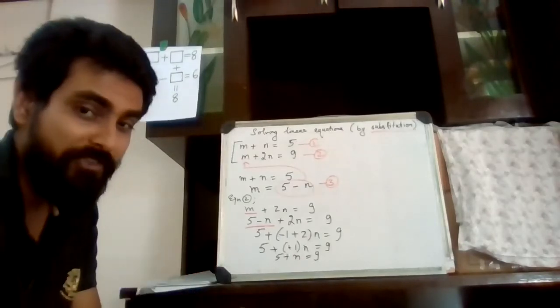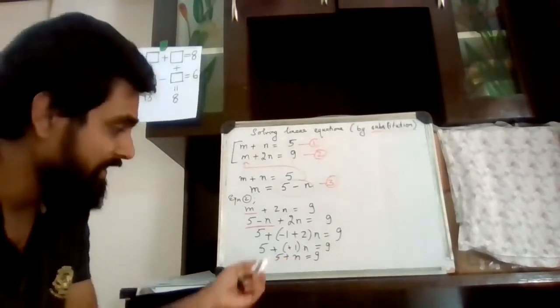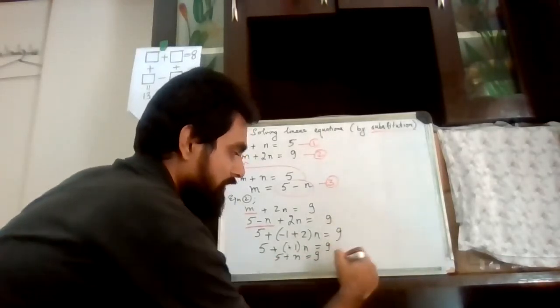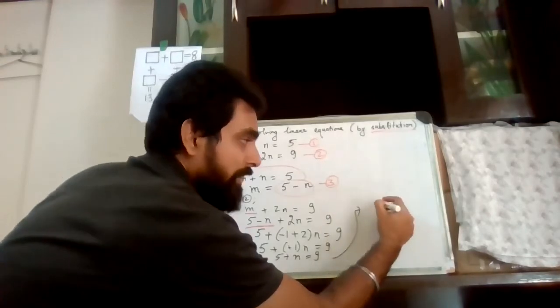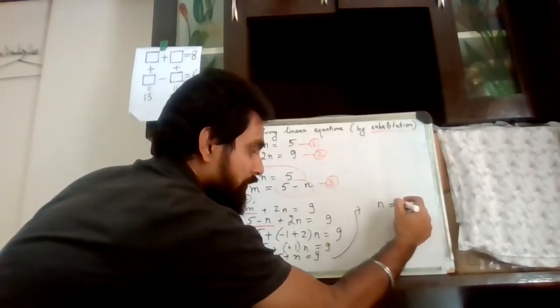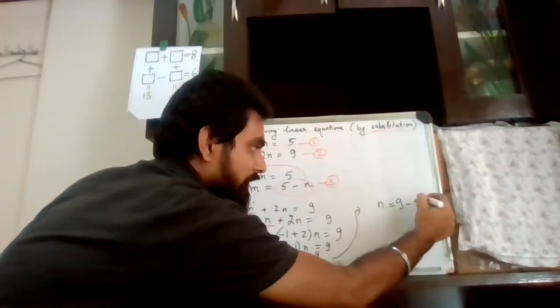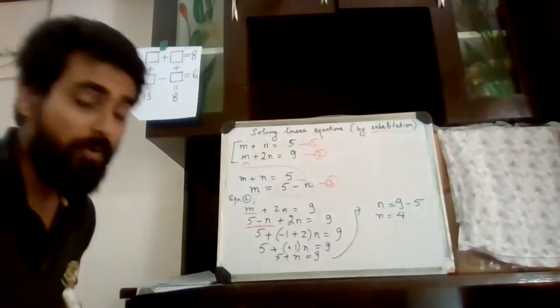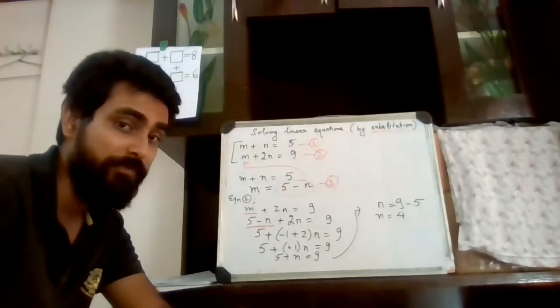So I'm going to subtract 5 from both sides, or you can say take 5 to that side, either way you say it. So what I'm getting is n is equal to 9 minus 5. Are we good with that? So what I get is n is equal to 4. Okay. Now I have found the value of n as 4.